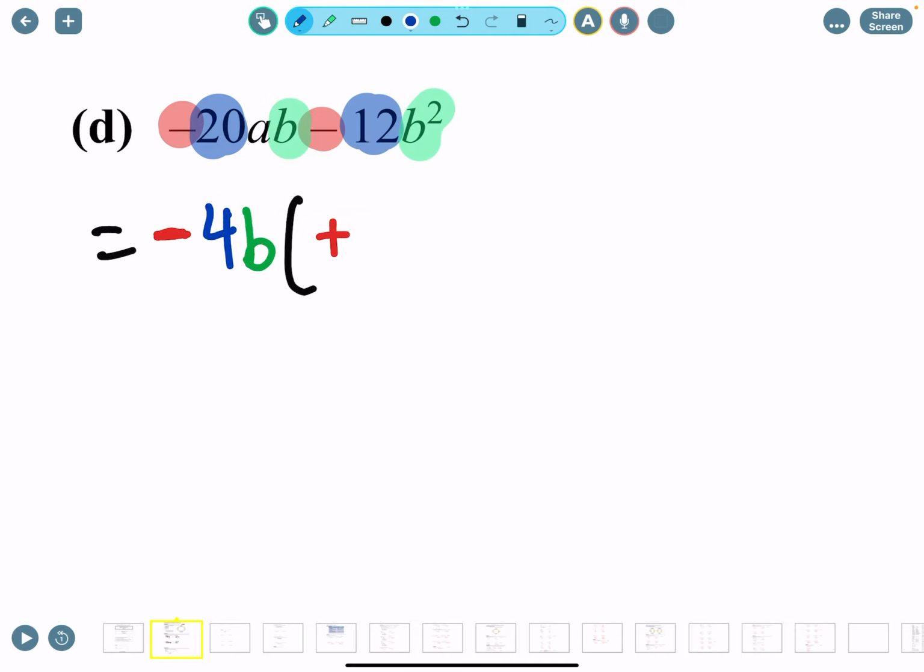Then 20 divided by 4 is 5. There's an a there that we did not factorize. And then we take away the b, right? So there's no more b.